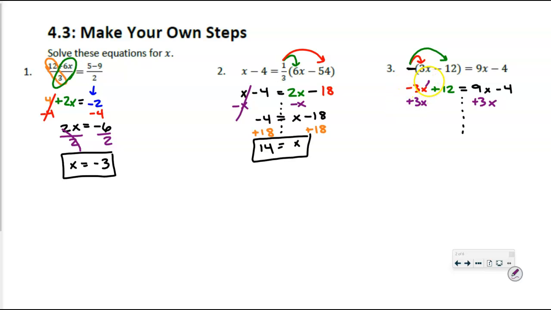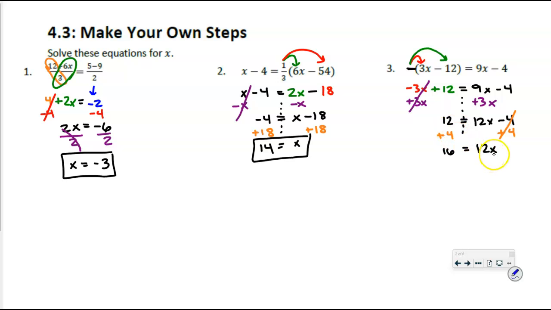Again, -3x plus 3x zeroes out, and I'm left with 12, which is equal to 9x plus 3x, which is 12x minus 4. I have x multiplied by 12 and then we subtract 4. I'm going to undo subtracting 4 by adding 4, balancing it and doing the same thing to the other side. 12 plus 4 is 16, and that's equal to 12x.